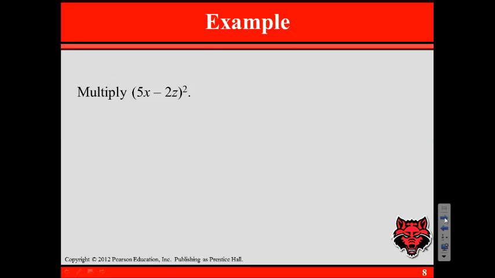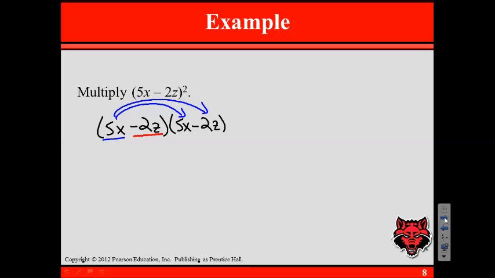Another example of a polynomial raised to the second power. We will work it the same way we worked the last problem. So we rewrite this as repeated multiplication, 5x minus 2z, 5x minus 2z. We multiply the first term in the first set of parentheses times each term in the second. The second term, which we're going to call negative 2z, times each term in the second set of parentheses. And writing the product as we go.